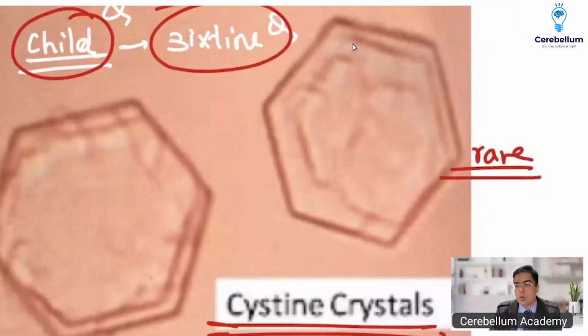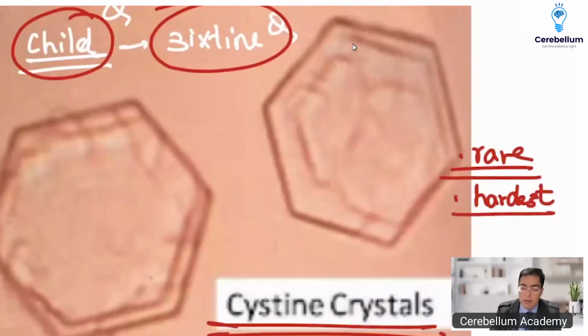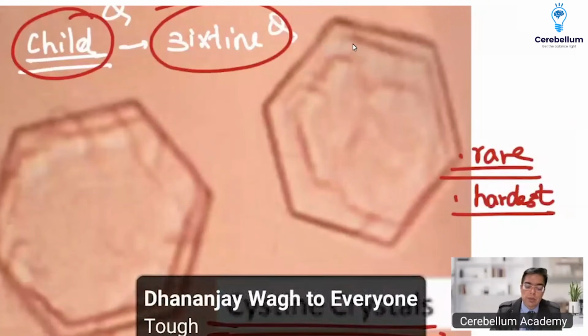But for those kids who are going to be having this kind of stone, it's a nightmare for the kid as well as for the surgeon, because this stone is one of the hardest stones that is going to be seen. So cystine stones are going to be the hardest stone. That is what you just need to remember over here, right? It is very, very tough to break it.